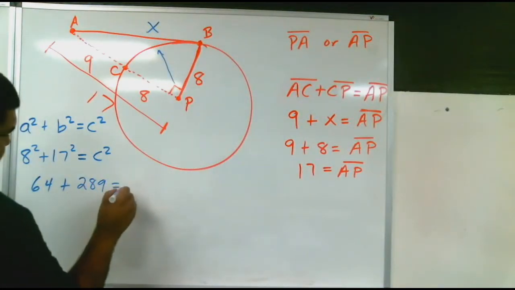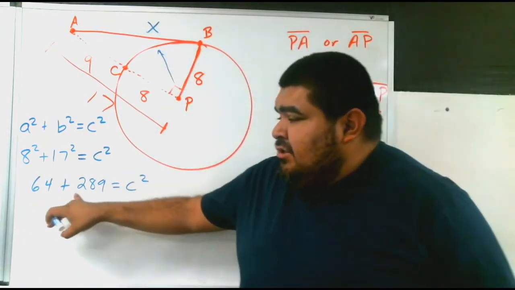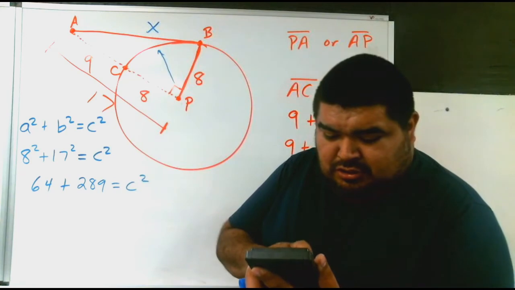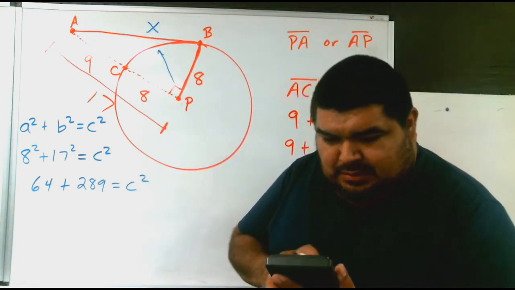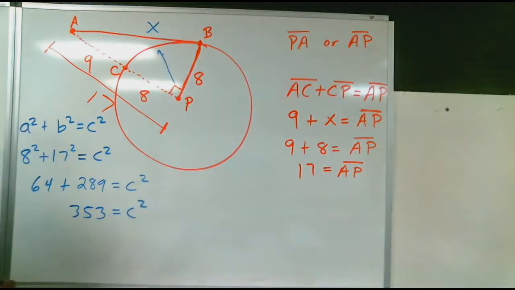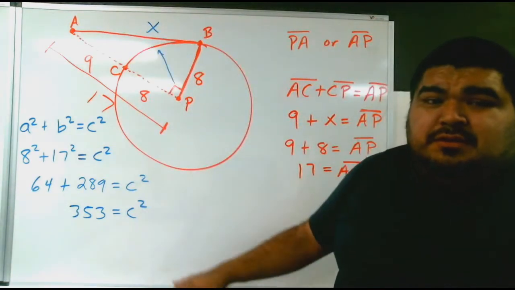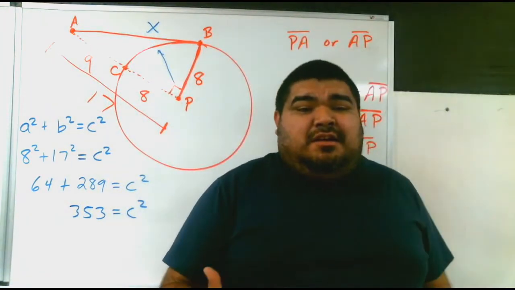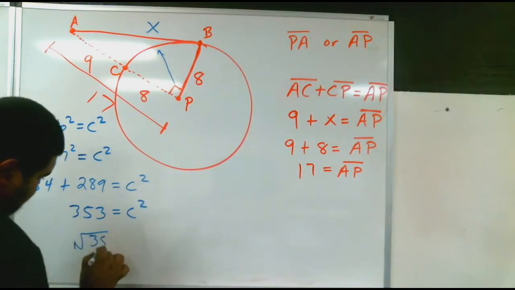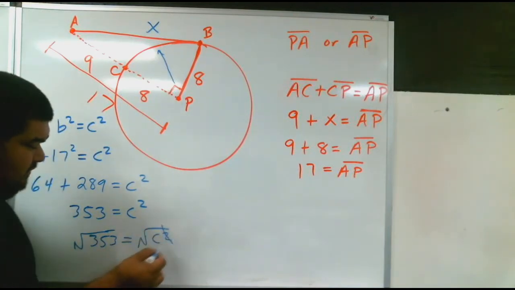So 289 equals C squared when we have an actual answer for A and B. We can actually combine because now they're just numbers, right? So we do 64 plus 289 equals 353. So 353 equals C squared. But remember, we're solving for just C or X. This is squared. Remember from a previous concept as well, the opposite of a square is a square root. So we have square root of 353 equals square root of C squared, where the square root and square cancel out on the C.